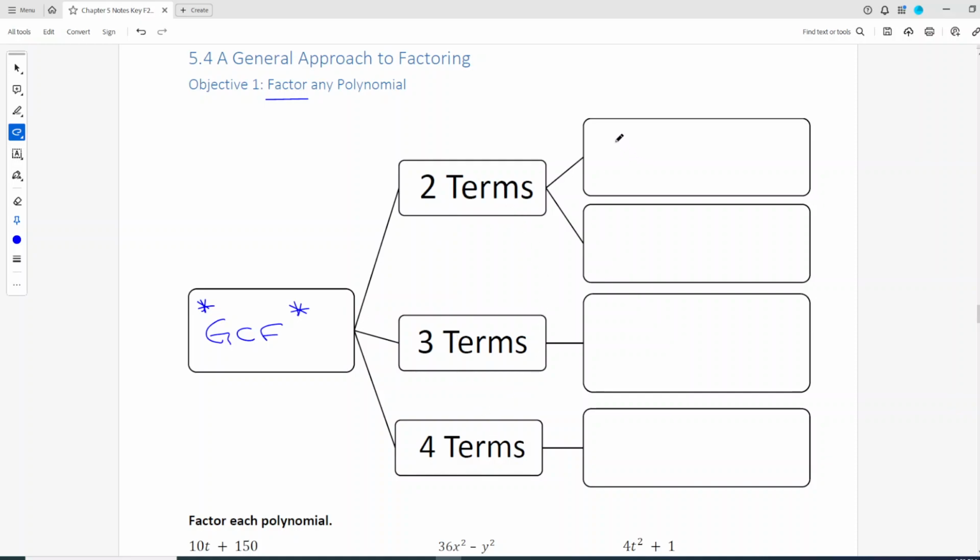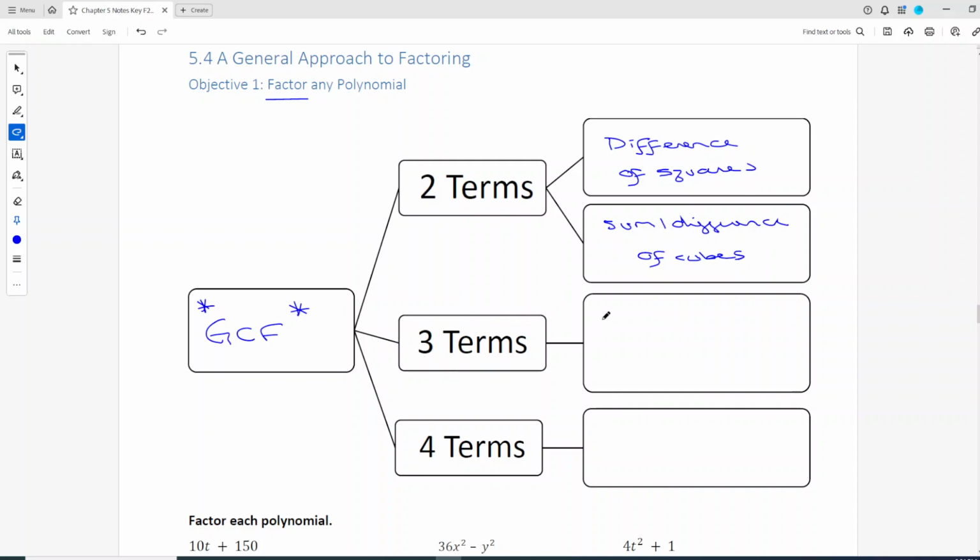If there's 2 terms, you're either going to do a difference of squares, or you're going to do a sum or difference of cubes. How do you tell? Well, a difference of squares is going to have even exponents. The coefficients are going to be things like 1, 4, 9, 16, and so on. Sum or difference of cubes: the exponent is going to be divisible by 3, and the coefficient is going to be something like 1, 8, 27, 64, and so on.